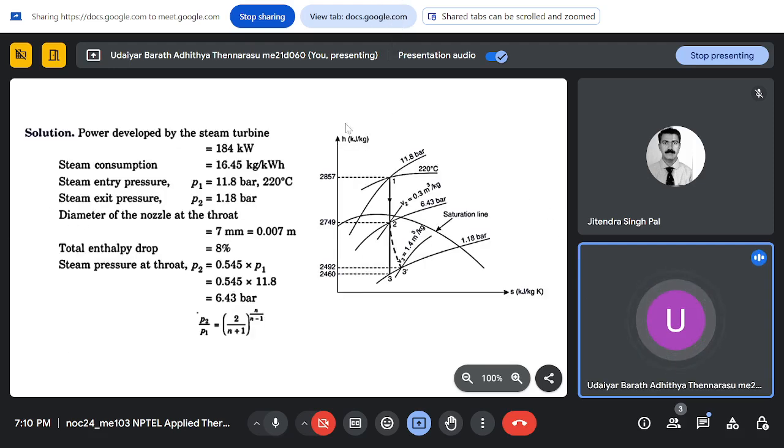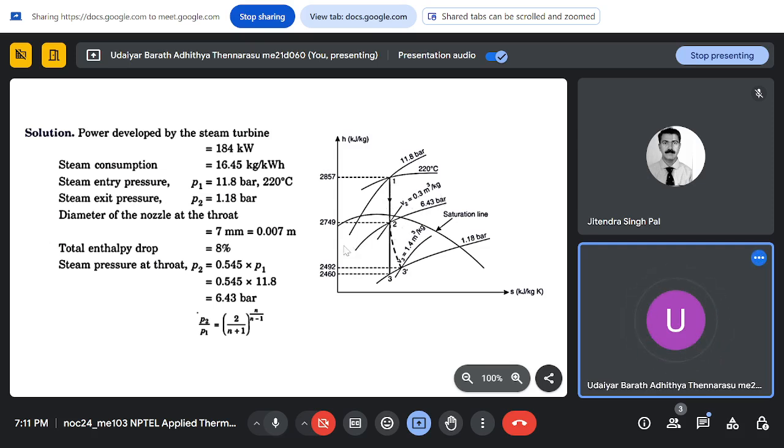So, this is how it will look. In an h-s diagram, state 1 is at 11.8 bar and 220 degrees Celsius. That is the inlet to the nozzle, and ideally it should be an isentropic process, so your entropy should be the same. State 2 is the critical pressure ratio, or the throat section, where the Mach number is 1. Till there it's an isentropic process.